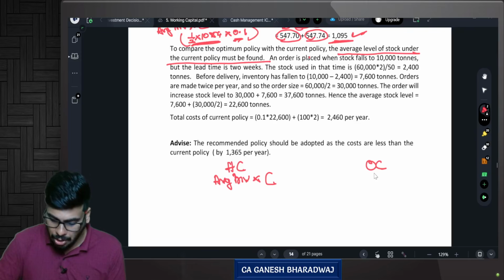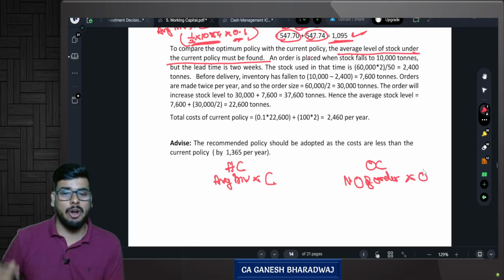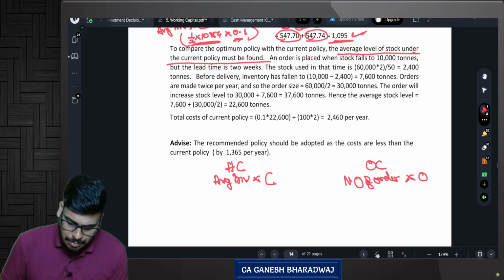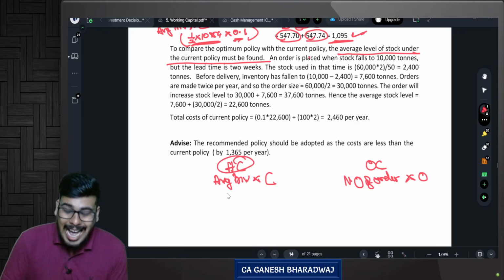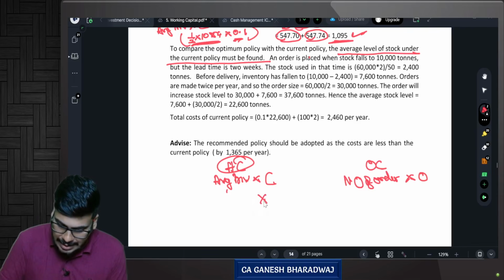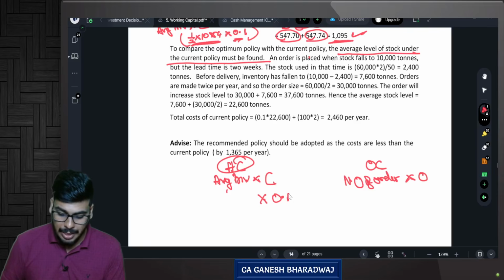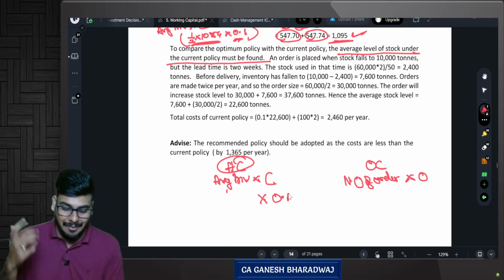What is my ordering cost? Ordering cost is nothing but number of orders in a year multiplied by ordering cost per order. Yes or no? Now holding cost is average inventory into the carrying cost per unit per annum. What is the carrying cost per unit per annum? The carrying cost per unit per annum is 0.1. Now you tell me what is going to be my average inventory.